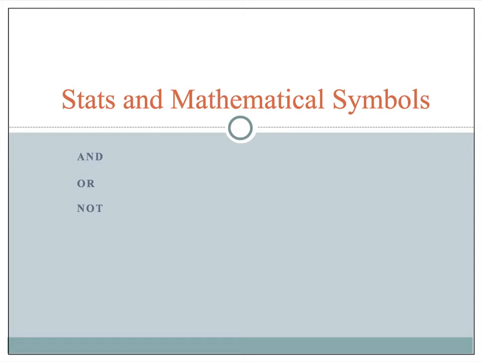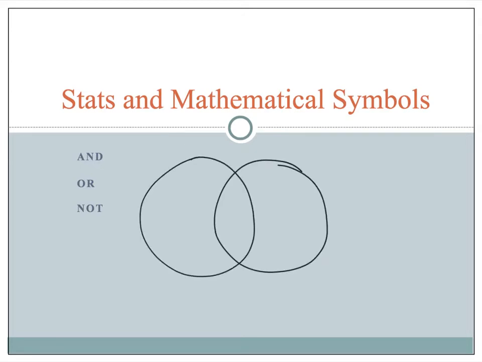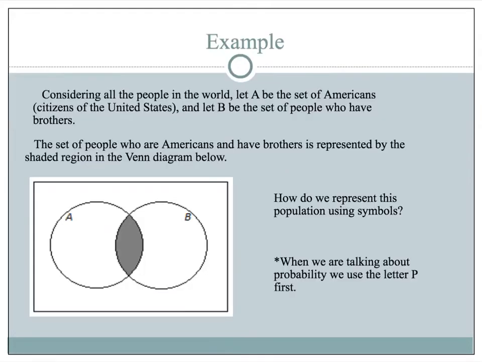So we're going to be talking about Venn diagrams. Not just for organizing your thoughts and feelings in other classes, but we're going to math it up with them too. We've got this diagram here, and it says, considering all the people in the world, let A be the set of Americans, citizens of the United States, and let B be the set of people who have brothers. Not Hulk Hogan brother, but actual brothers, okay?